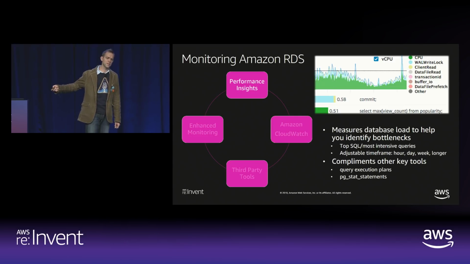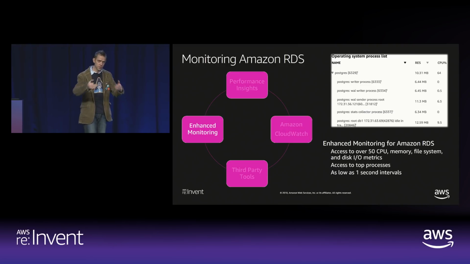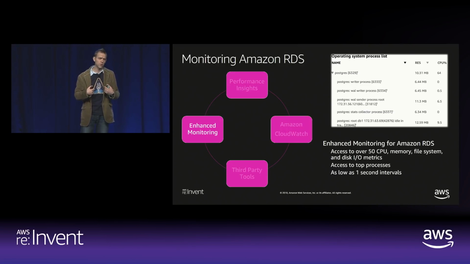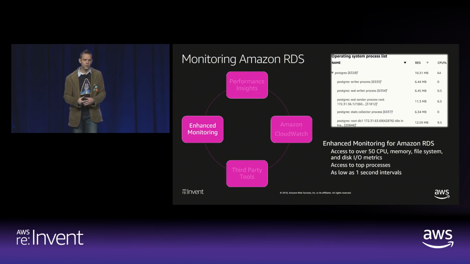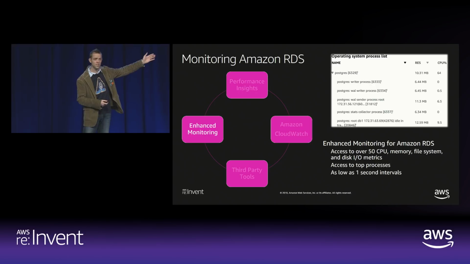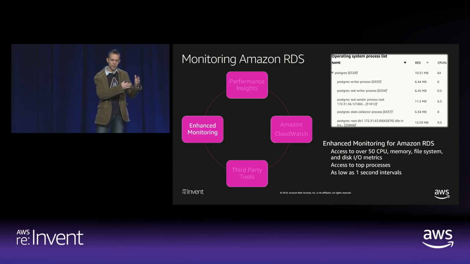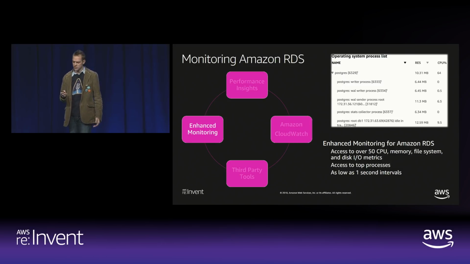Now, where Performance Insights is like having a window into your database, I think of enhanced monitoring as having a window into your operating system. It's almost like being able to log into the box with a shell. You can see your top processes list. You can see a whole bunch of metrics, from things like page tables to memory, detailed memory statistics, the load and the CPU usage, I/O stuff about what the operating system is doing.